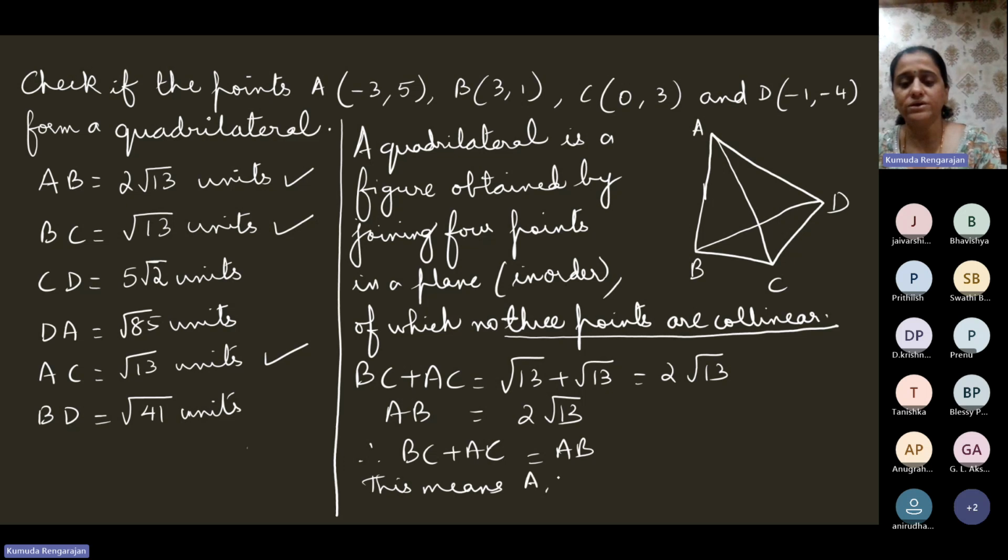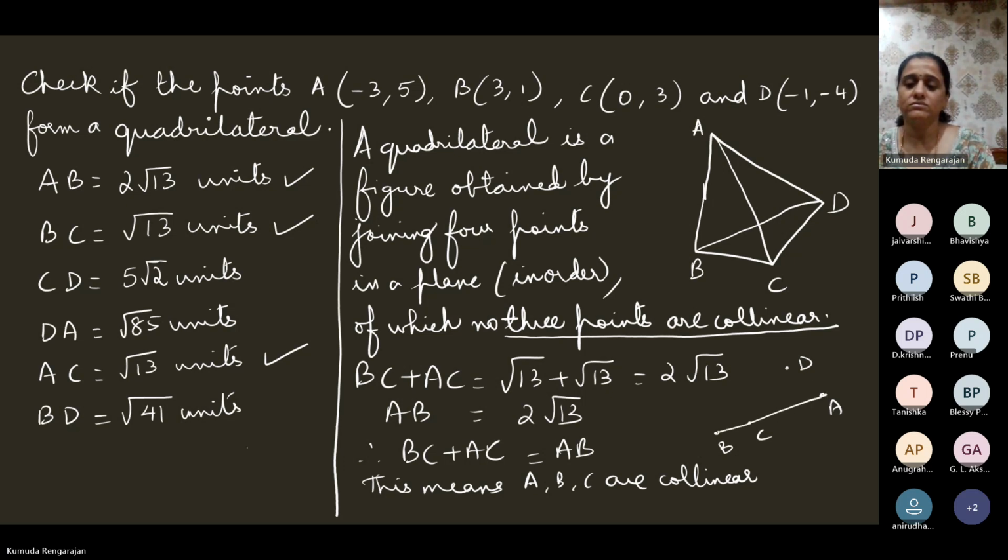This means A, B, C are collinear. What is repeating? BC, AC. C repeats. So C lies on AB. BC, AC, like this. And D is somewhere here. So no quadrilateral is formed.